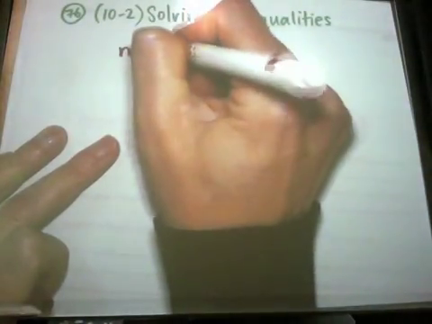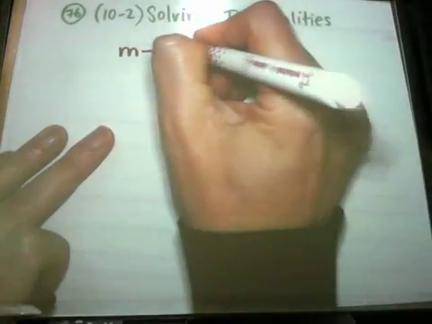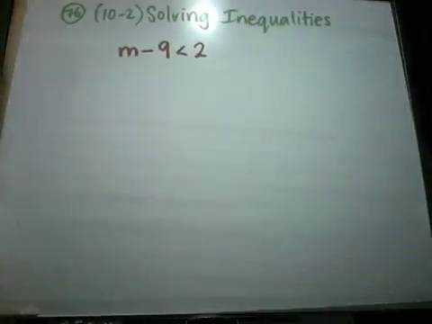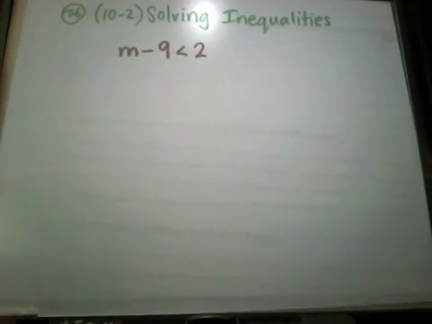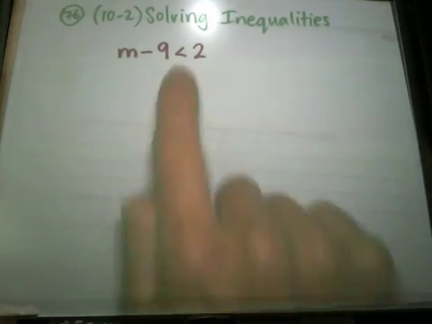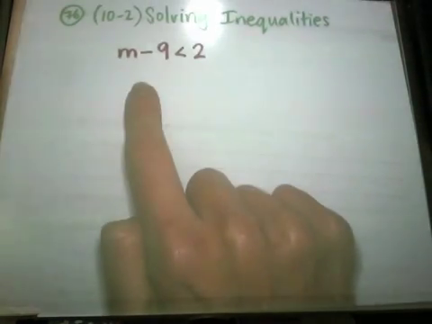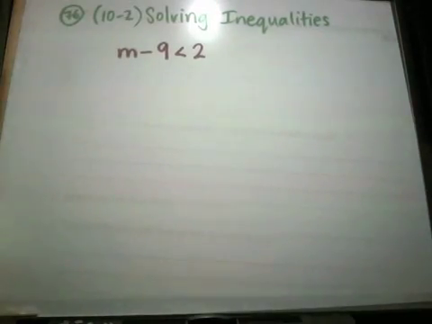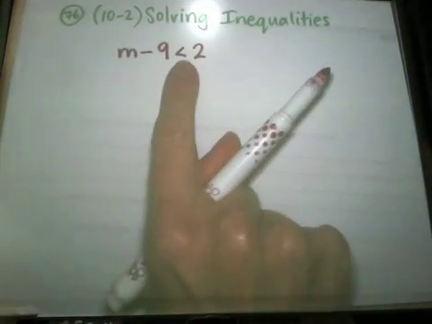For example, we'll start with a nice easy one. M minus 9 is less than 2. There's an inequality. We need to find what are the possible values that m could be. And here's the thing that's different from an equation. In an equation, we'd get m equals and we'd have one number. Here, we're going to have a whole range of answers. The good news is you solve it exactly the same way you would as if this were an equal sign.